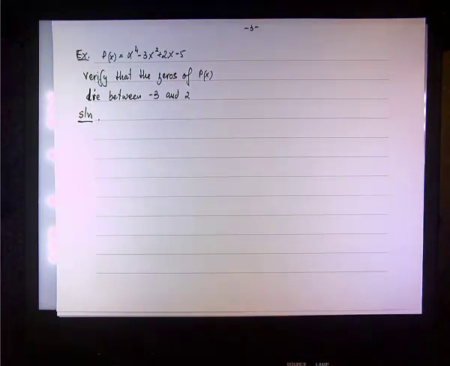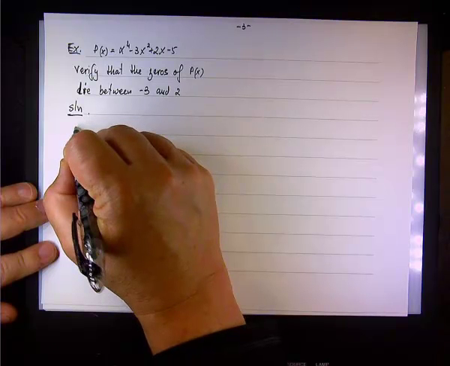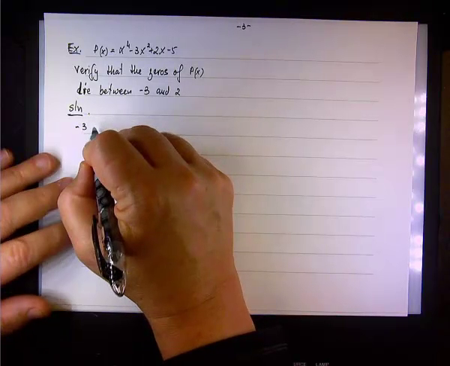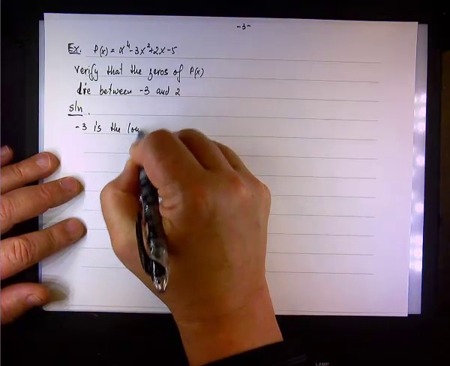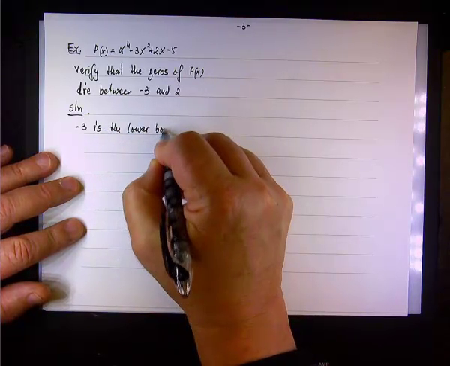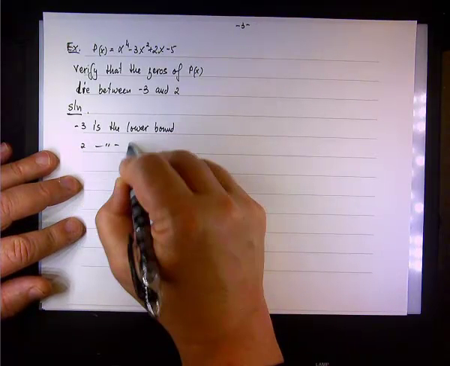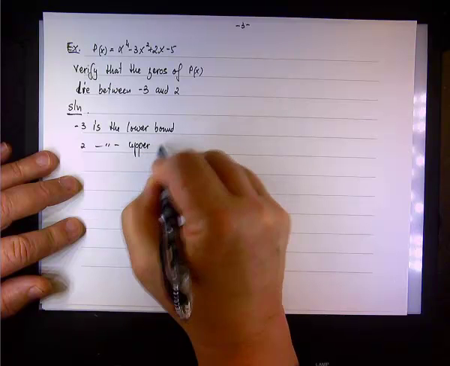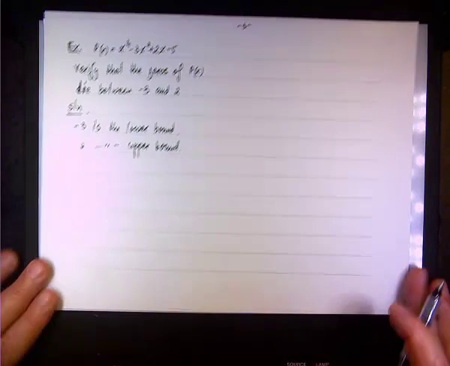In other words, -3 is our lower bound and +2 is our upper bound. Okay? So let's see, -3 is the lower bound and 2 is the upper bound.